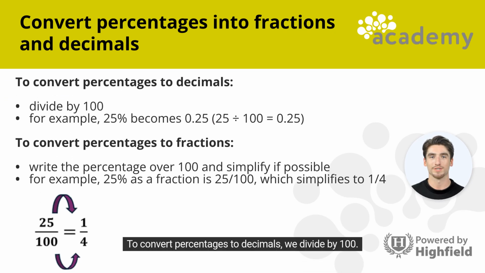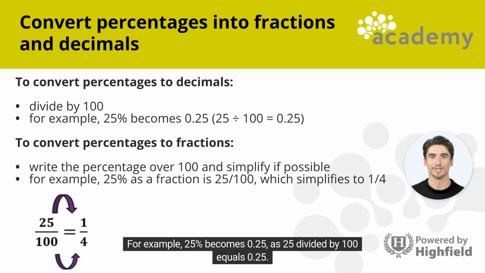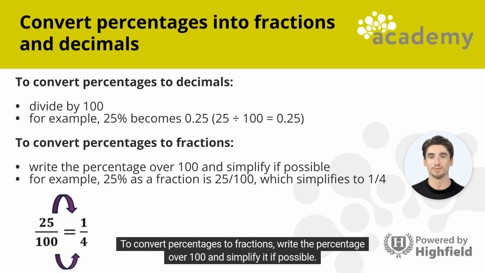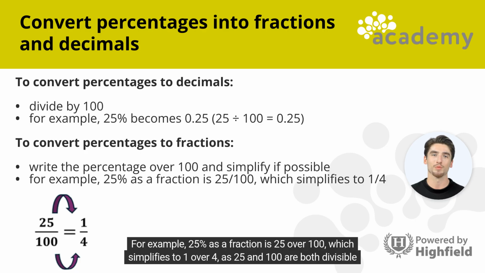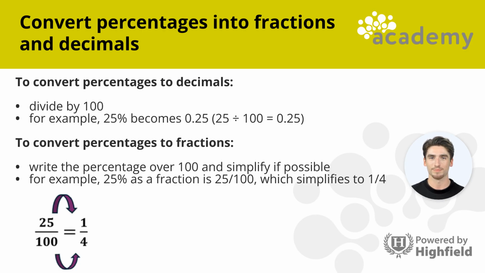To convert percentages to decimals, we divide by 100. For example, 25% becomes 0.25, as 25 divided by 100 equals 0.25. To convert percentages to fractions, write the percentage over 100 and simplify it if possible. For example, 25% as a fraction is 25 over 100, which simplifies to 1 over 4, as 25 and 100 are both divisible by 25. 25 divided by 25 equals 1, and 100 divided by 25 is 4.